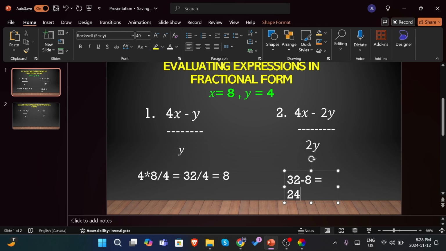Alright, and then we're going to write the slash and the 2y. So 2y is basically 2 times 4, which is 8. So now we're going to do 24 divided by 8. Now 24 divided by 8 is 3. And that's it. The result for this is equal to 3.